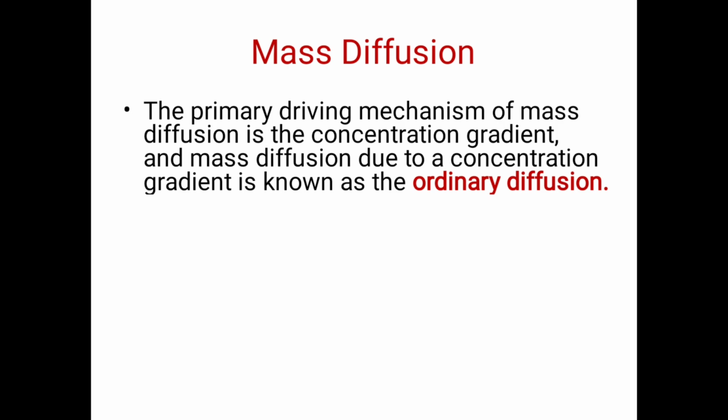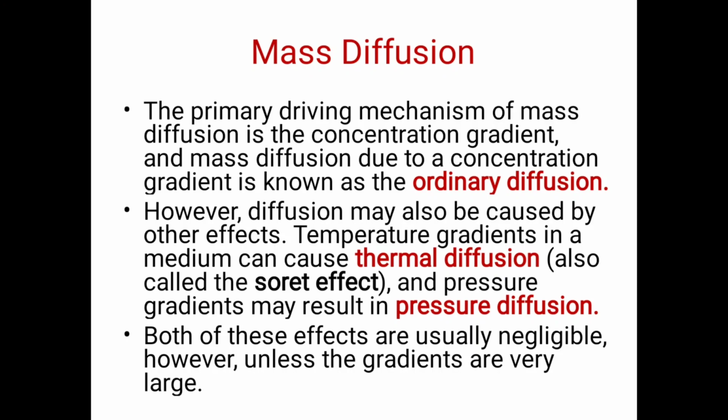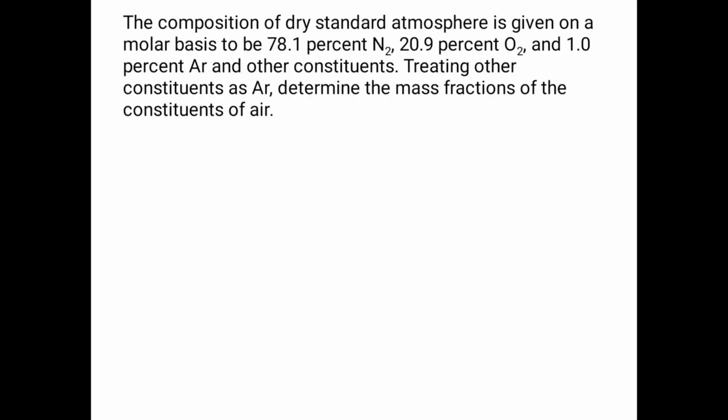Mass diffusion. The primary driving mechanism of mass diffusion is the concentration gradient, and mass diffusion due to a concentration gradient is known as ordinary diffusion. However, diffusion may also be caused by other effects. A temperature gradient in a medium can cause thermal diffusion, and a pressure gradient may result in pressure diffusion. Both of these effects are usually negligible, however, unless the gradients are very large.